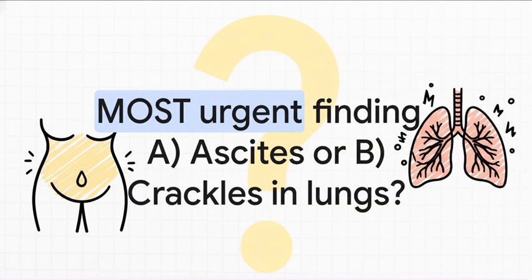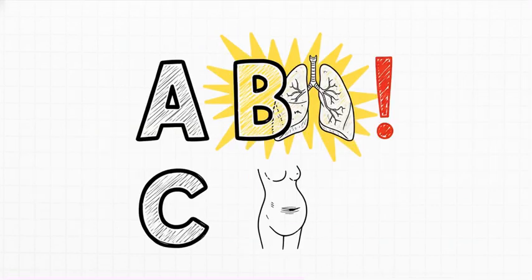Last one, and this is a priority question. Which is the most urgent finding to report? Is it A, ascites, or B, crackles throughout the lungs? What do you think? The answer is B, crackles. And why is that? Because you always follow your ABCs: airway, breathing, circulation. Widespread crackles is a major breathing problem, and that will always take priority over a circulation issue like ascites.